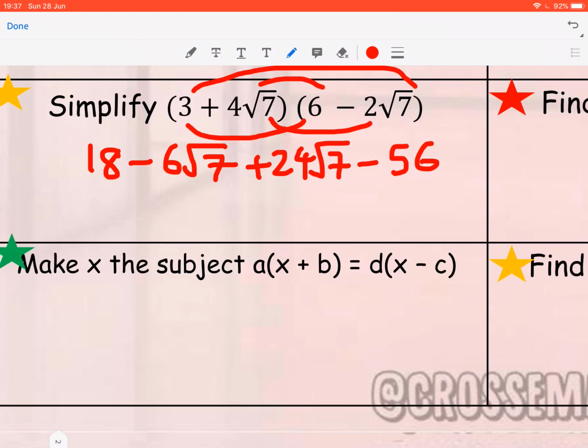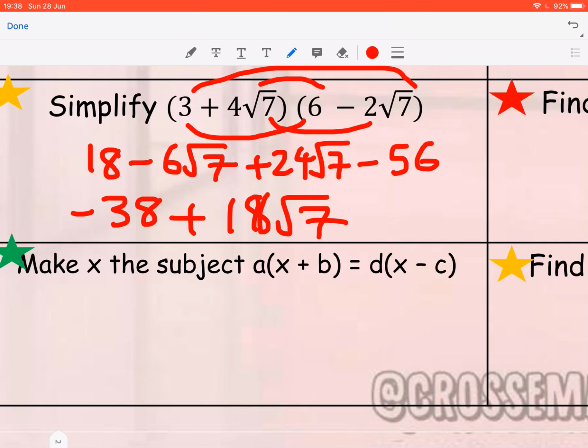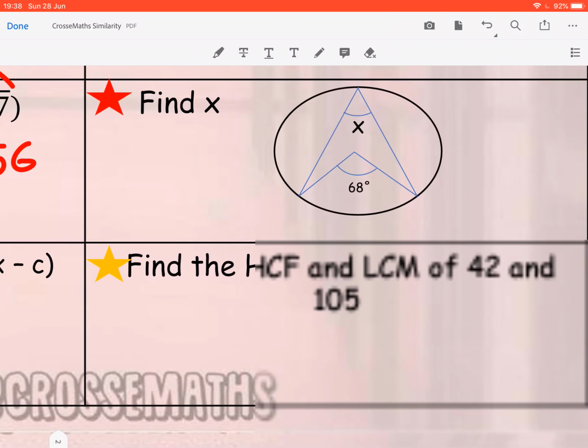Once I'm there, 18 and negative 56 go together. I think they make minus 38. And then minus 6 root 7 plus 24 root 7 is the same as doing minus 6x plus 24x. Okay, it's just simplifying like that. So minus 6 root 7 plus 24 lots of root 7 will give me positive 18 root 7. Very straightforward, 2 points.